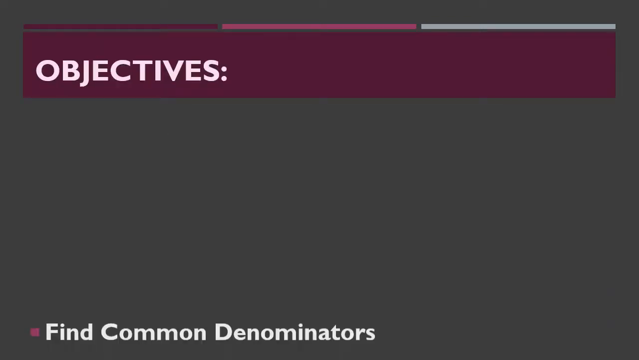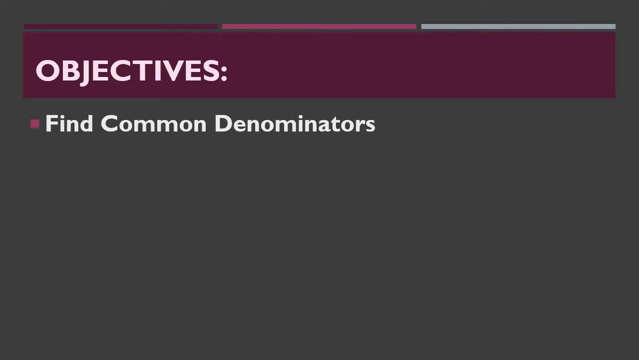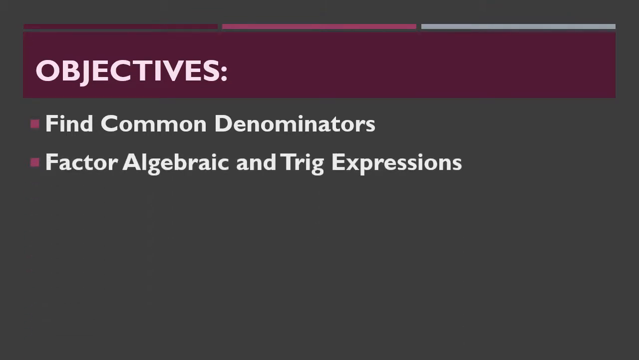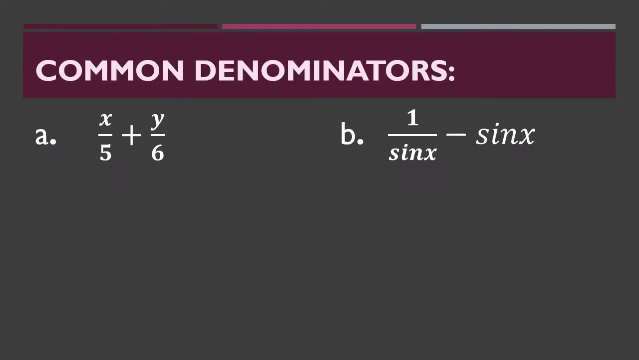So the objectives for this unit are to find common denominators and to factor algebraic and trigonometric expressions. Both things that we learn in algebra, but let's see what it looks like. Alright, so when we have a fraction plus a fraction, we need to find the common denominator. So if I look at the problem, x over 5 plus y over 6, most of us can look at this and determine that our common denominator is 30. Although I know many of you can do this in your head, you're going to have to show me your process because that will help you as we work through the trig identities in the next few sections.